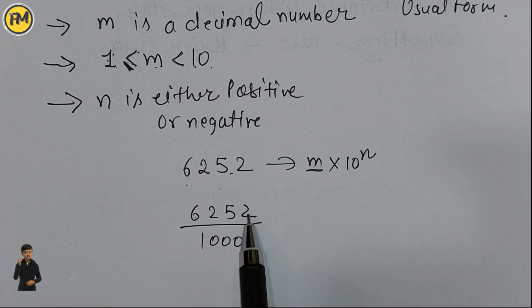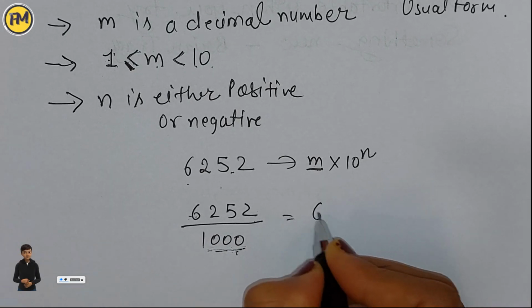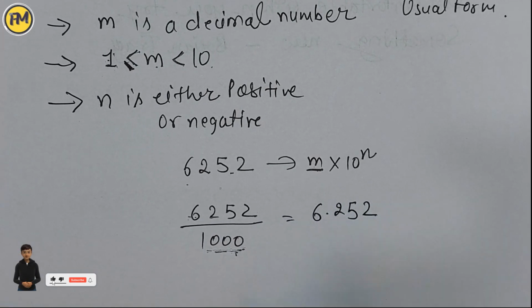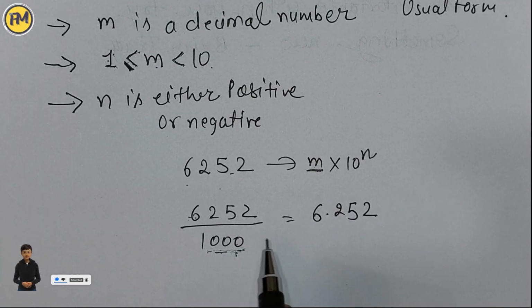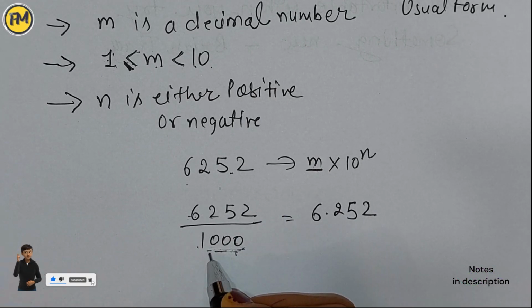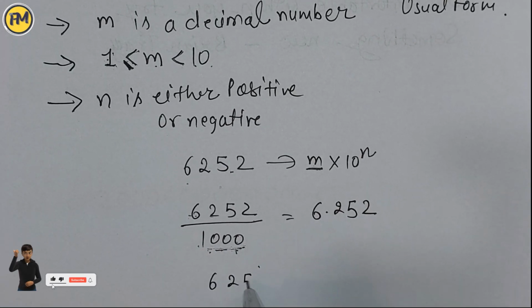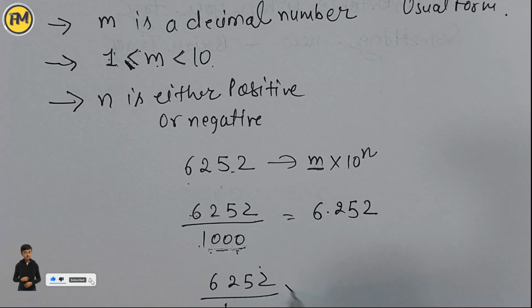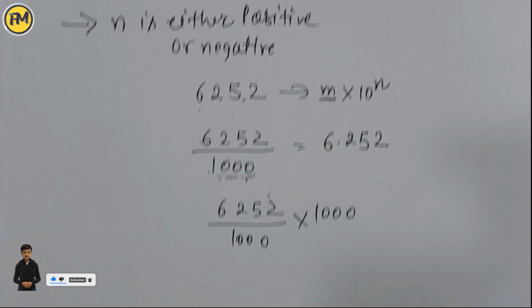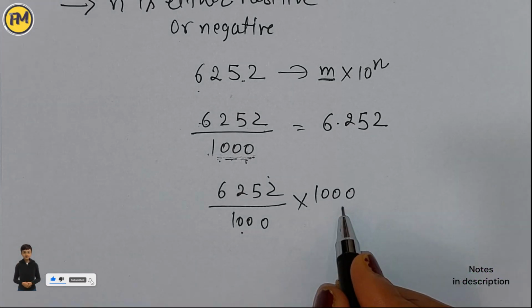So that's why, here how many digits are after 6? 1, 2, 3. So if you divide 6252 by 1000, you will get 6.252, because 3 zeros are there. But we can't do anything on only one side. If you are dividing by 1000, then for balance you also have to multiply by 1000.